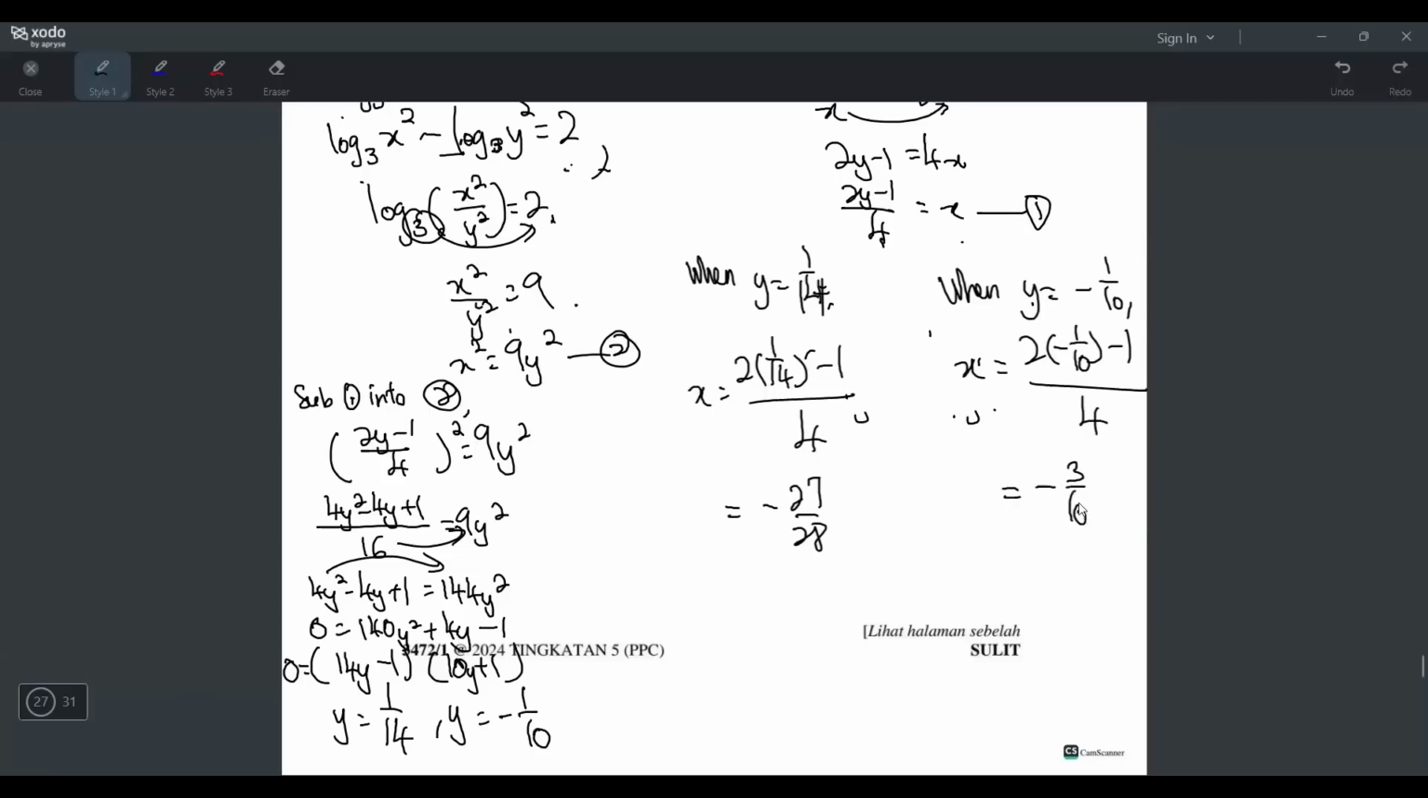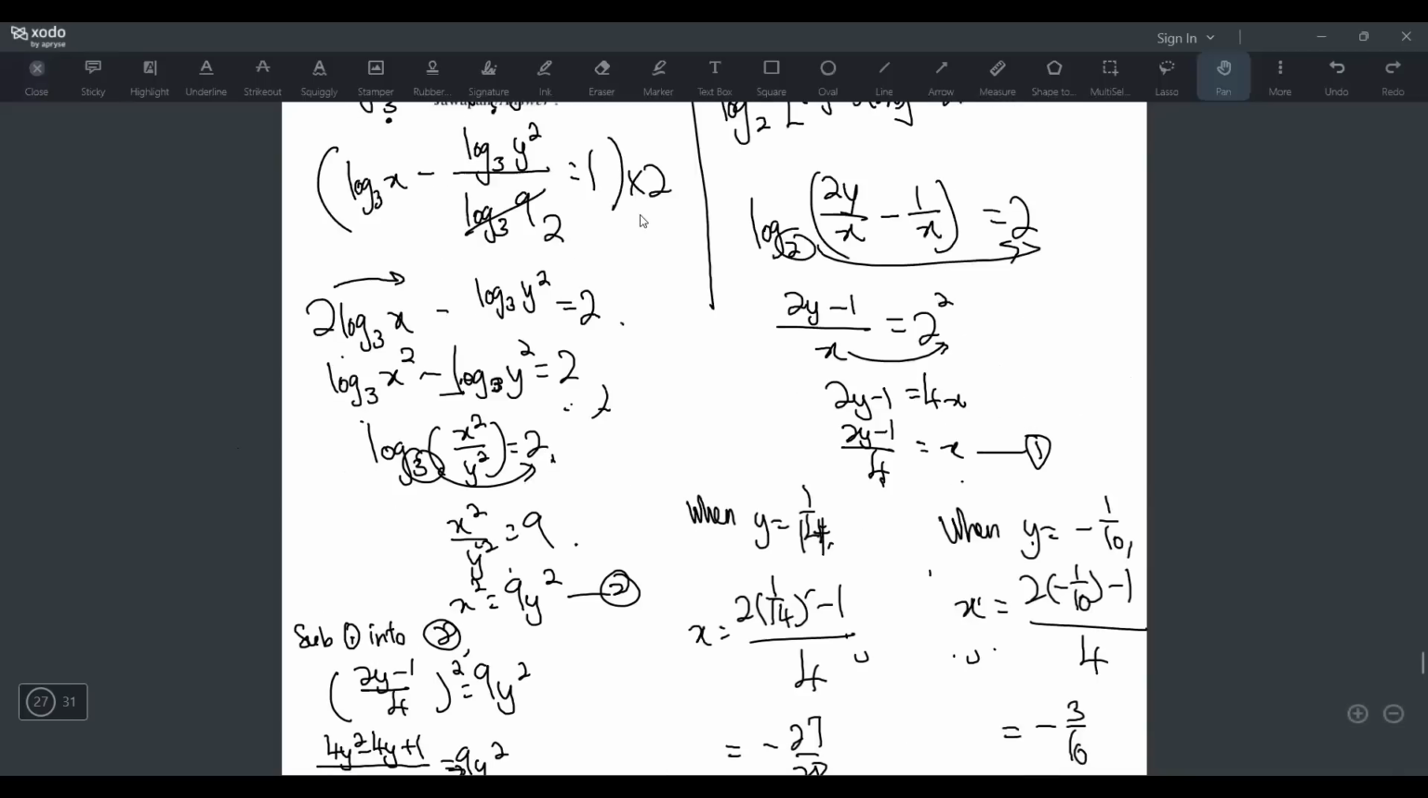Okay, I'm looking at the schema, and the answer is not same. And I'm not sure why. Log 3x over y equals 1. Times 2. Times 2. Log x 3 power 2 minus log 3. X square over y square equals 3 power 2, 9y square.